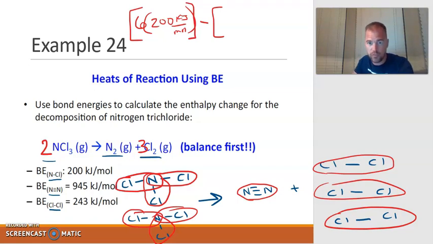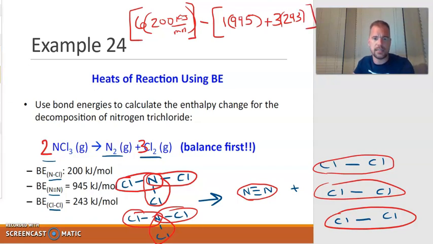Now I'm going to subtract, what's the total for my products? Well, you've got 1 nitrogen-nitrogen triple bond. So what's that? Triple bond for nitrogen-nitrogen is 945. And like before, I'm not going to write the units just because I'm running out of space. Plus, I have 3 chlorine-chlorine single bonds. 1, 2, 3. So a chlorine-chlorine single bond is 243. Okay, and so let's do the math here and clean these up.